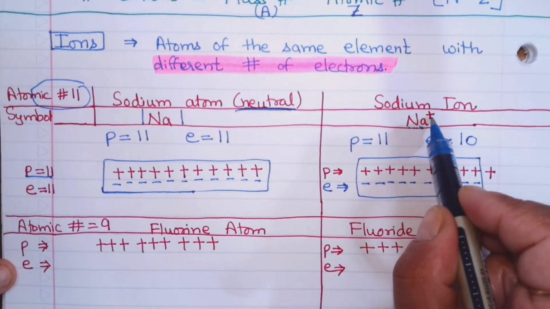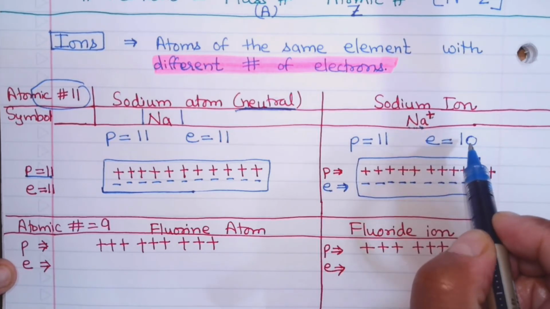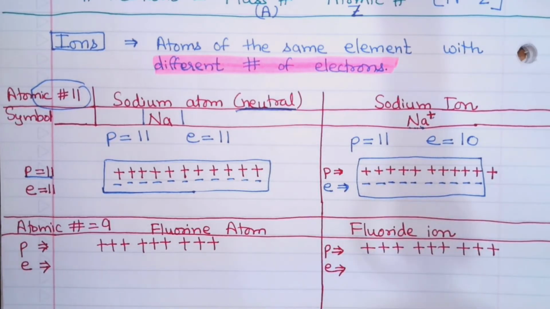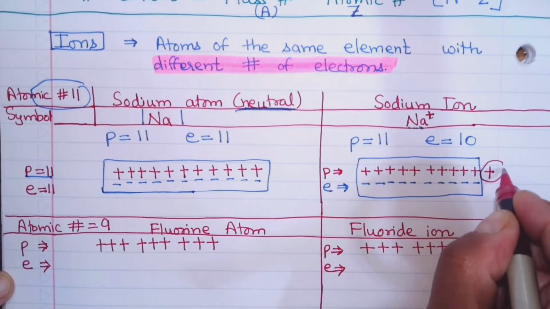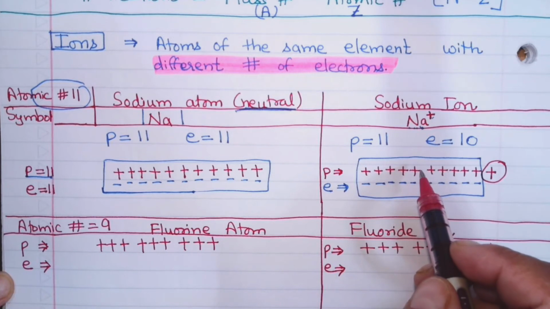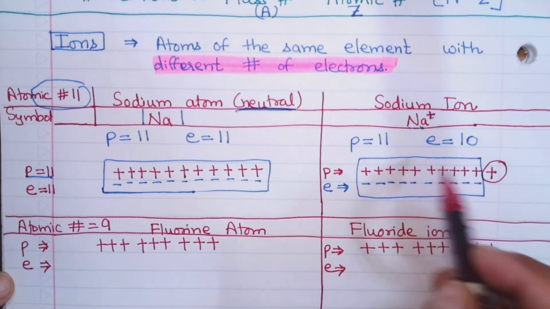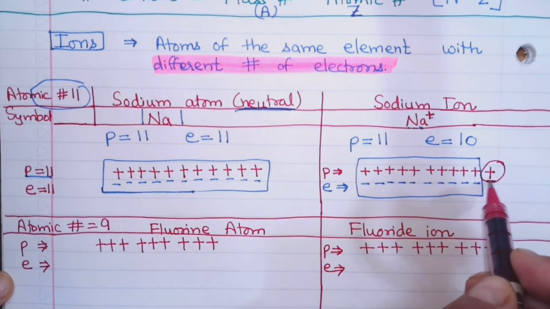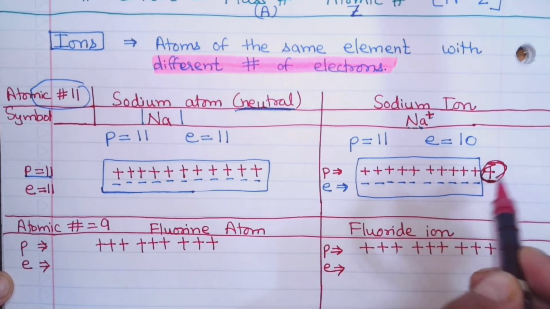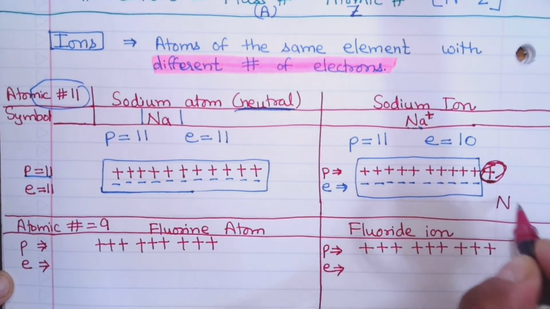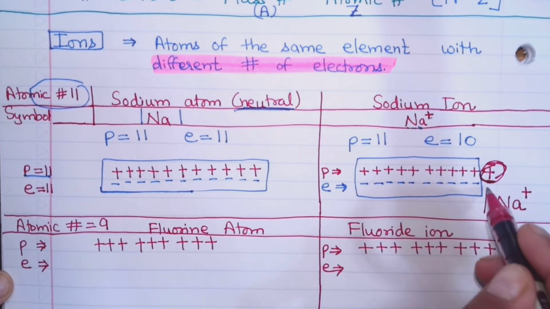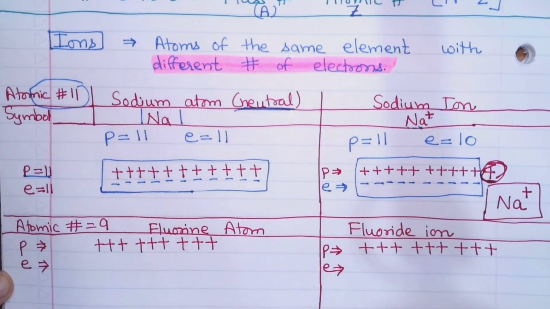Always remember, if there is a positive charge on the element, then the number of electrons is less than the number of protons, right? So now look, this positive charge is not balanced because there are 10 electrons. 10 negative charges are balancing 10 protons, 10 positive charges. So that additional proton was left unbalanced, right? So that will stay as a positive charge on the atom, and you will write the symbol of the sodium atom with a positive charge, and that is how we write down the symbol of the sodium ion.